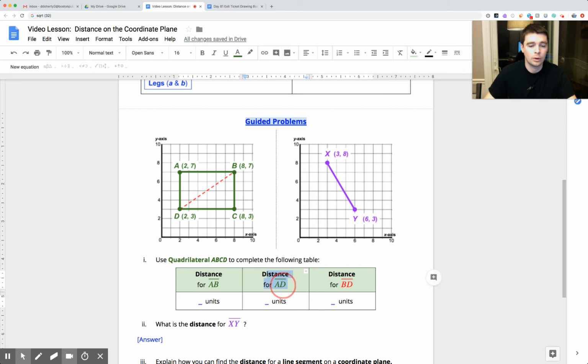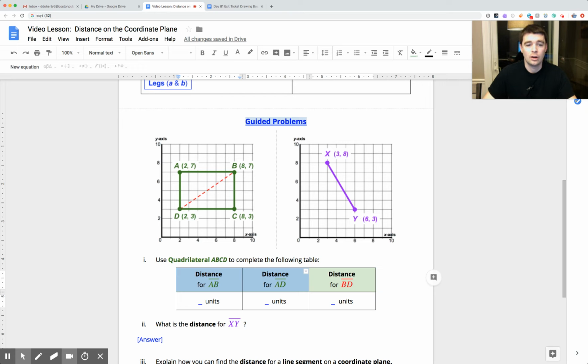And hopefully you know how to find the distance for line segment AD, which is the line that connects A and D. Pause the video right now and try to work out what is the distance for the red dotted line. And to find that, you need to first know the distance for AB and AD.